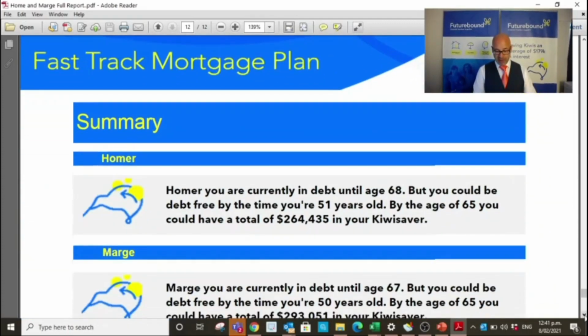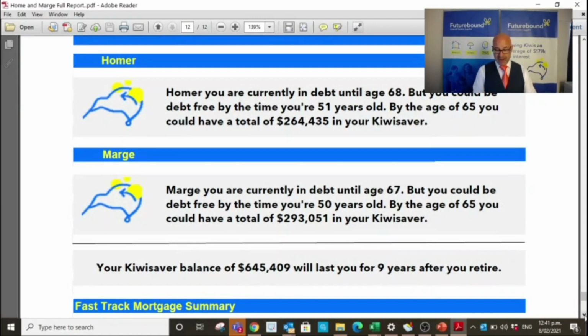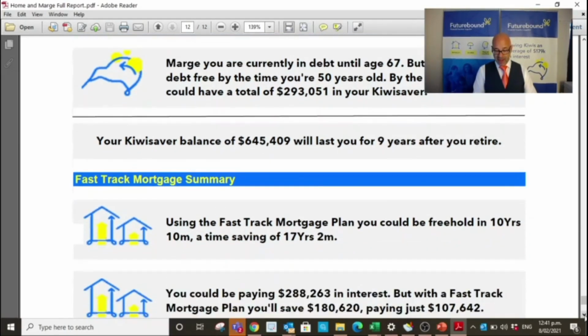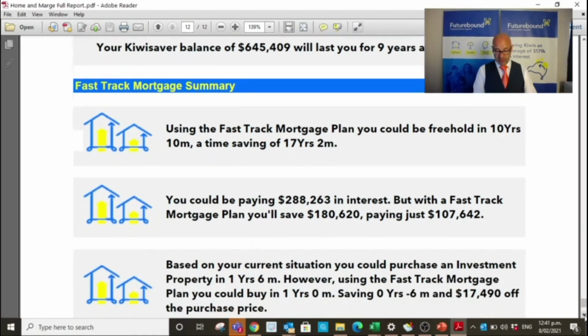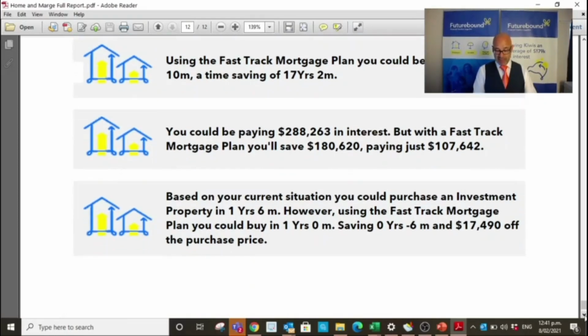And this is the summary page. So Homer, you are currently in debt until age 68, but you could be debt free by the time you're 51. By the age of 65, you could have a total of 264 in KiwiSaver, and then the equivalent for Marge, and the KiwiSaver balance will last for 9 years after retirement. So using Fast Track Mortgage Plan, you could be freehold in 10 years and 10 months. That's a saving of 17 years.